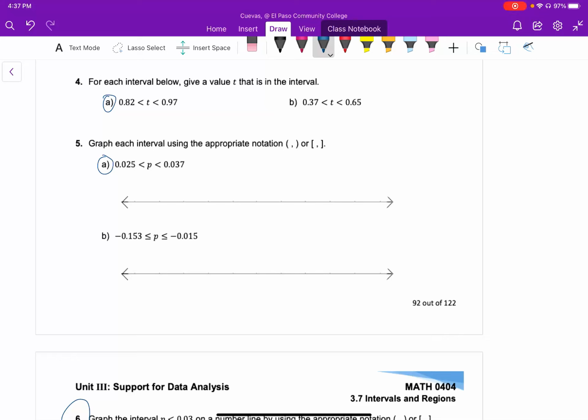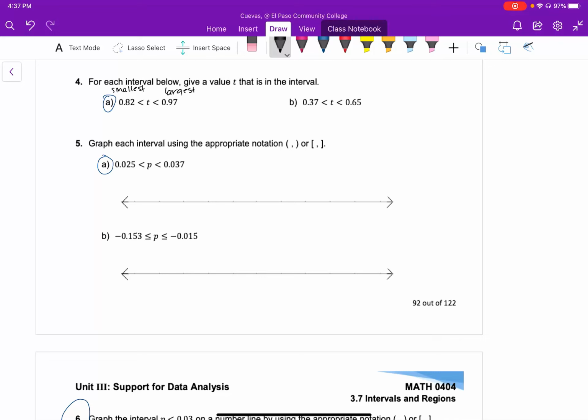Continuing with number 4. For each interval below, give a value t that is in the interval. This interval that we have, remember, it's already set up as smallest to largest. In every book that you see and in every math notation you'll see, it is always from smallest to largest, and you should write it like this too. Because we know that fact, we can also read this that t is between 0.82 and 0.97. So it's in between, and it does not include those two values.